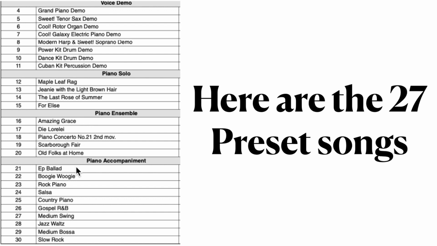And then finally, songs number 21 through 30. These are songs that have 5 other instruments in them but feature a piano. Rock piano, salsa, gospel, slow rock and roll. So you can call up any one of these 27 preset songs using the song button.